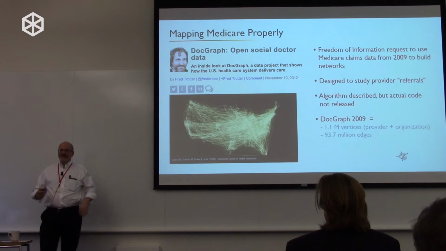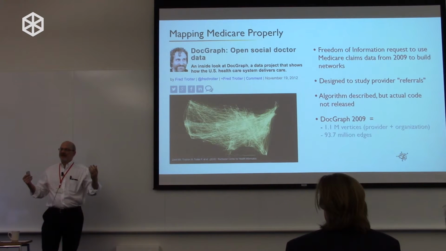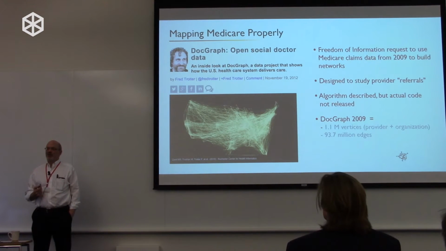So for example, in each Medicare claim, there's a provider, there's an organization that they're associated with. They each have unique identifying numbers. The Medicare graph contains them all linked to each other. And there are dependencies between the providers and the organizations.